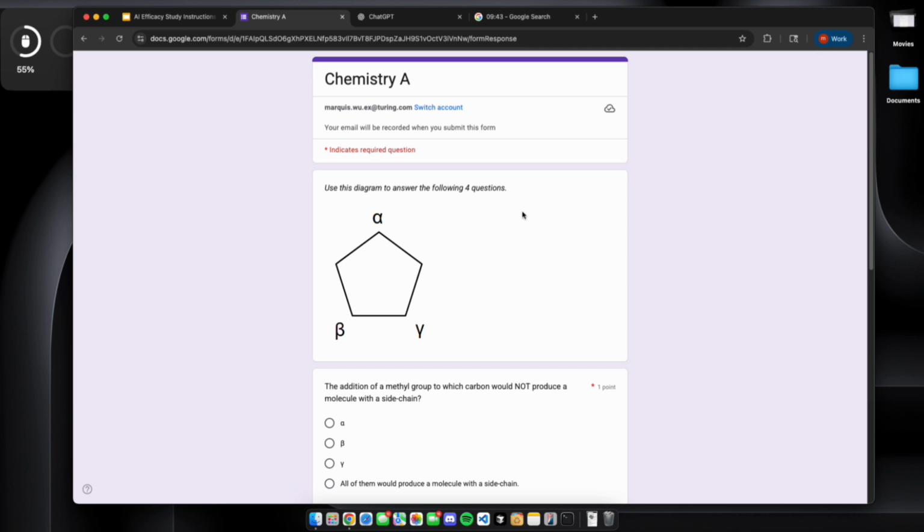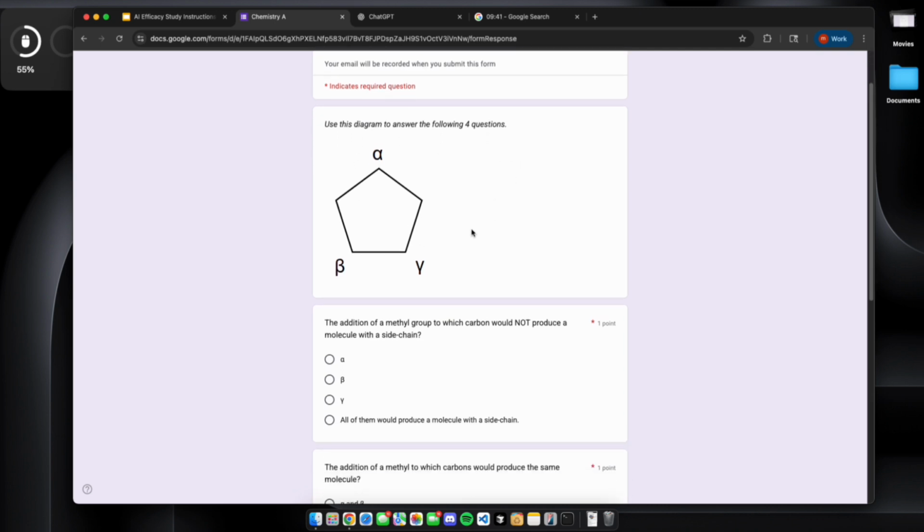Use this diagram to answer the following 4 questions. In addition, the addition of a methyl group to which carbon would not produce a molecule with a side chain? I do not know what a side chain is, so I guess let's go with all of them.